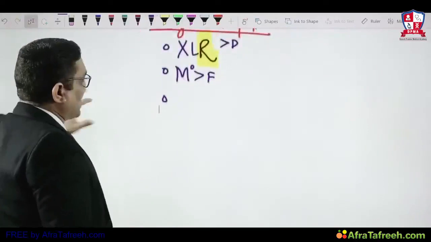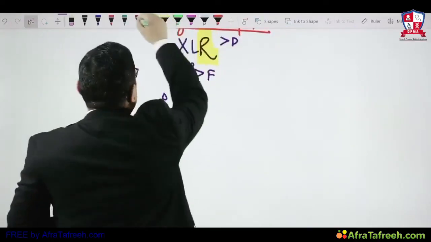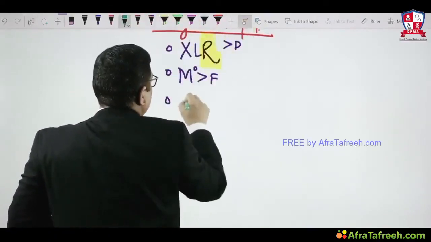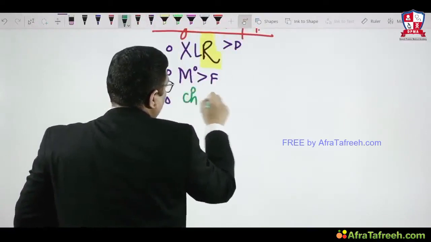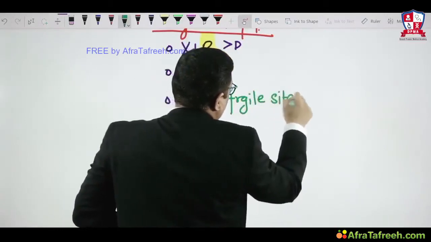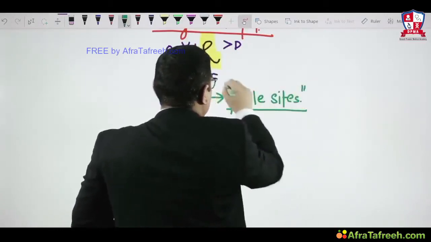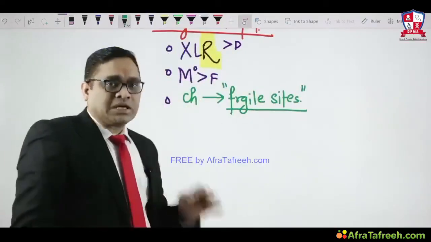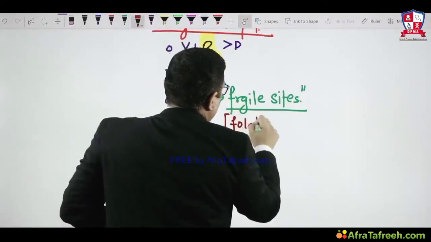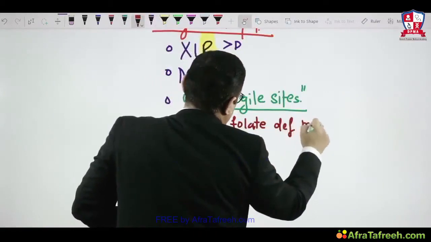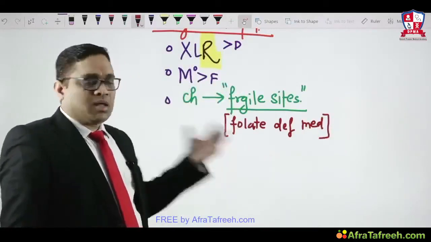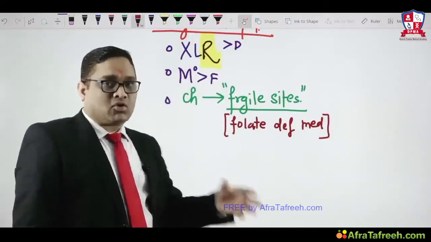Why is the name Fragile X syndrome given? Because in these patients, when you see the chromosome, the chromosome will have fragile sites. This was the statement given in the PGI exam. So chromosomes are having fragile sites, that is why it is called Fragile X syndrome, right? And these fragile sites become more prominent when you grow them in folate deficient medium. So when you grow these chromosomes in folate deficient medium, fragile sites become more prominent, and that is why the name Fragile X syndrome has been given.